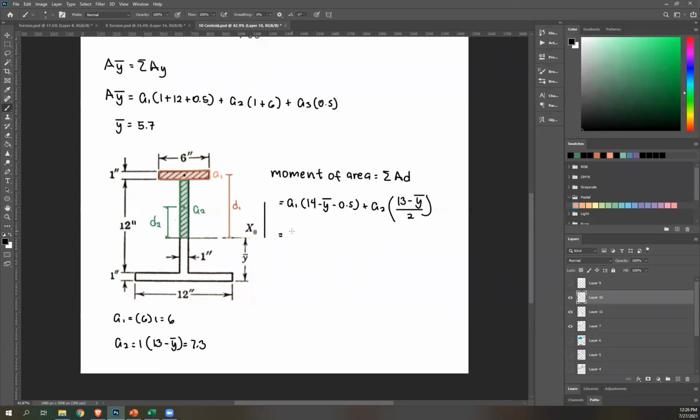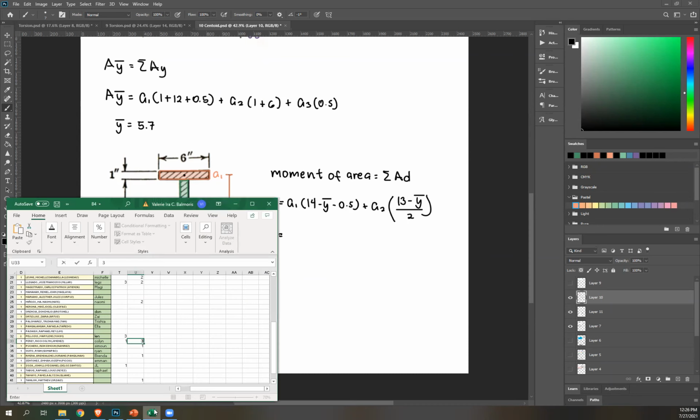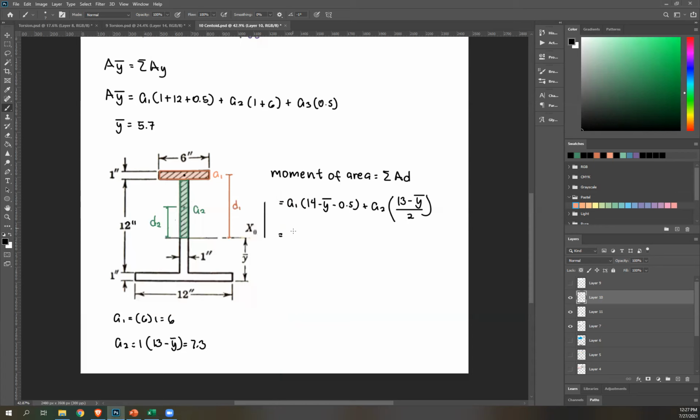Then now, knowing A1, Y bar, and A2, please solve what's the moment of area. Correct, Lauren and Marilyn. Okay, it's 73.45.